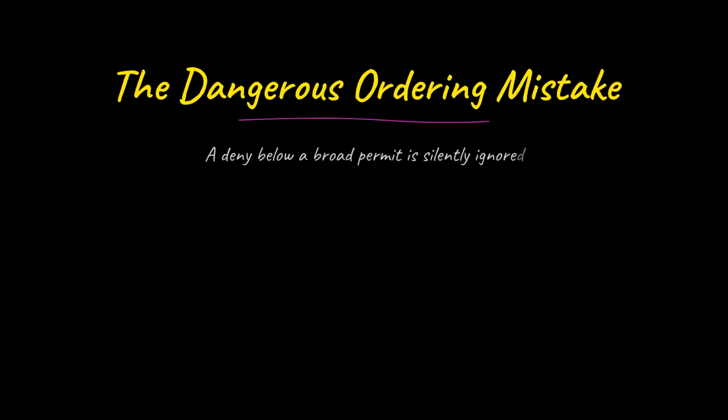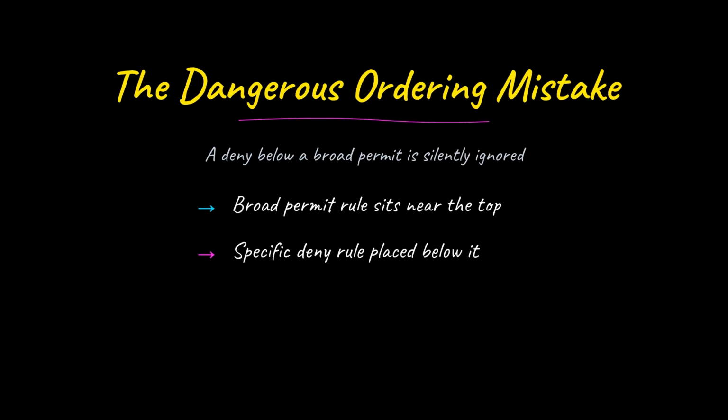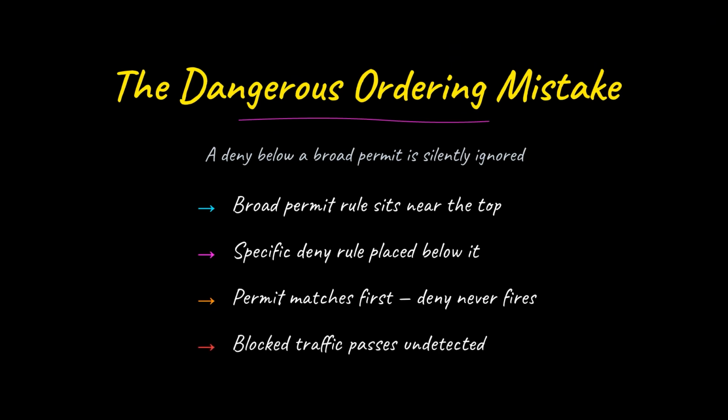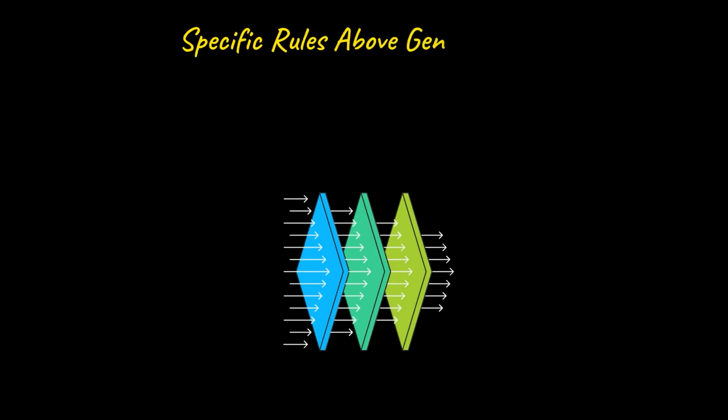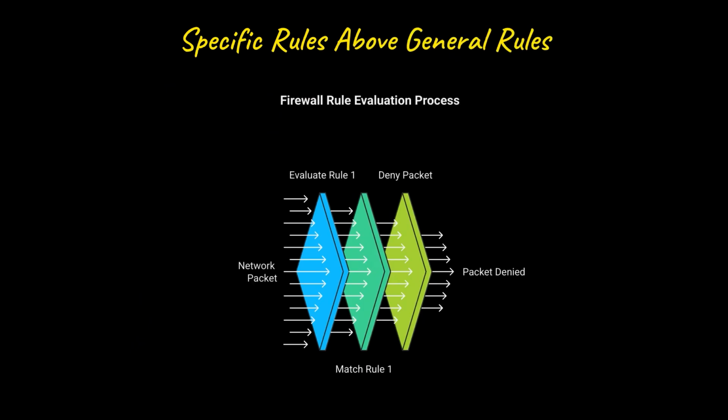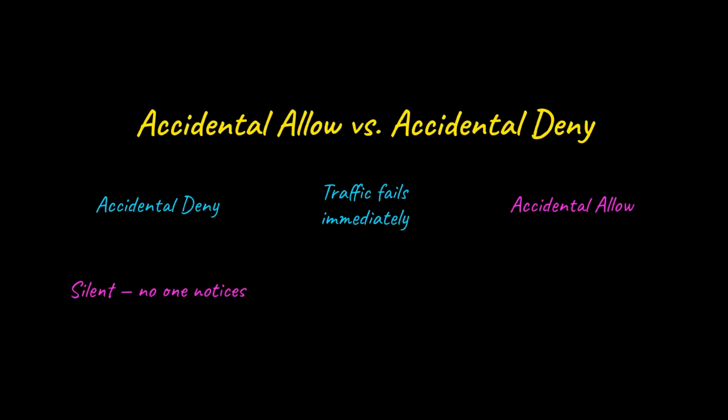The critical danger is placing a specific deny rule below a broader permit rule. The permit matches first, the deny never fires, and traffic that should be blocked silently passes through, often for weeks or months before anyone notices. The fix is always to place more specific rules above broader ones. A deny targeting flagged destinations must sit above a general permit web traffic rule, or it will never have a chance to act. Rule ordering errors are asymmetric in their danger.